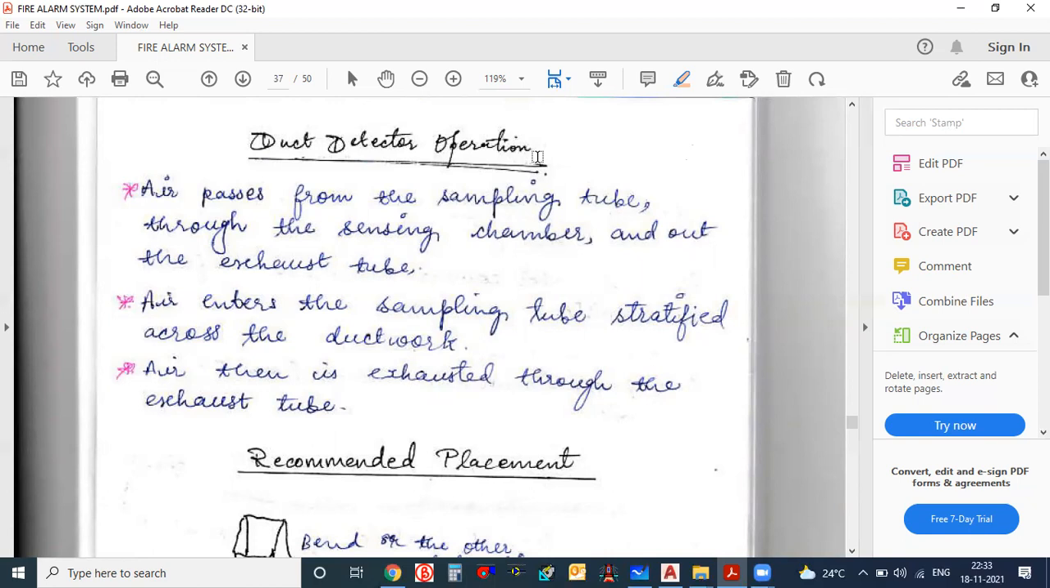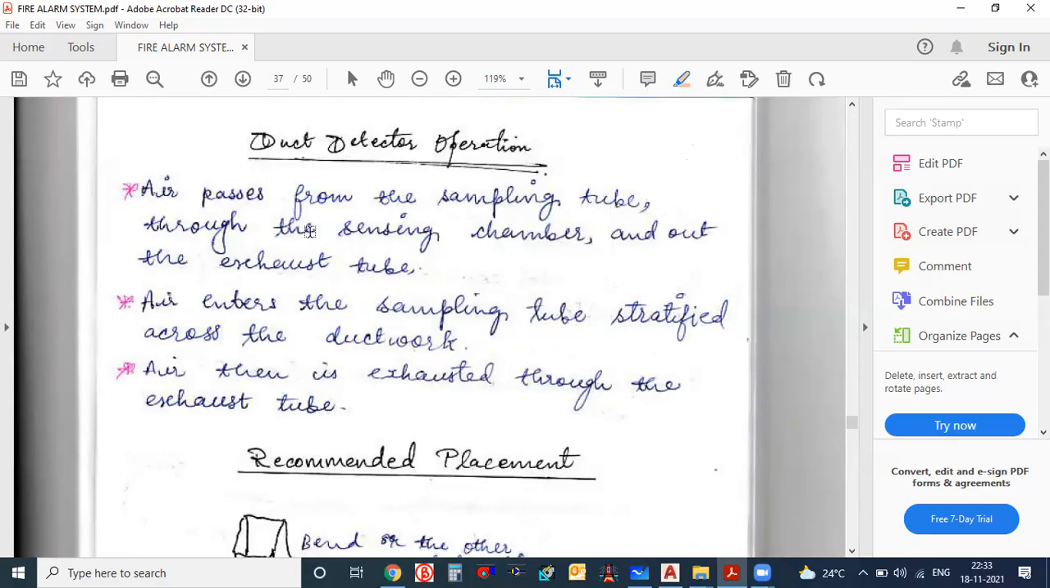In case of fire, the return duct will carry the smoke inside. These two probes of the duct detector will sample the air. It will catch the particles of the smoke. That's why we exactly need this smoke detector. Here the operation is also given.